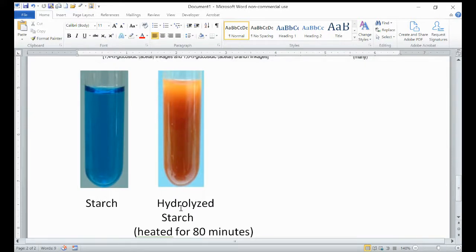But here it is after it's been hydrolyzed for about 80 minutes in acid. We start to see this dark red color because there is a lot more maltose and glucose there. If we continue to heat that for even longer, it might get even darker red. But you get the basic idea that as we hydrolyze the starch, it breaks into individual glucose molecules.